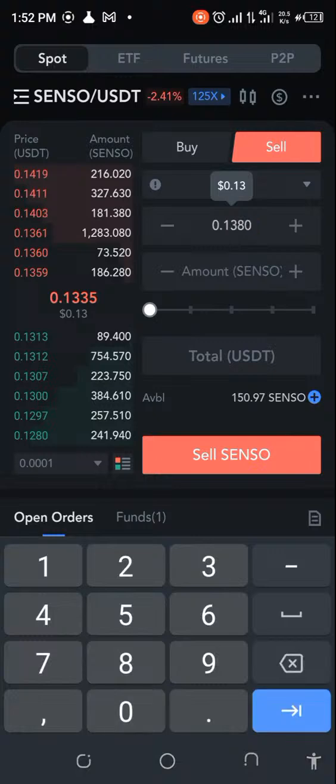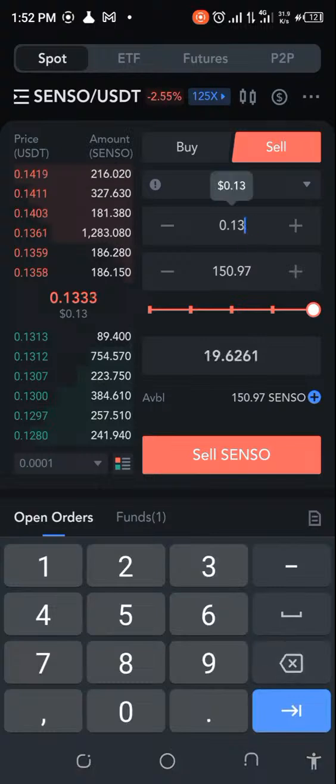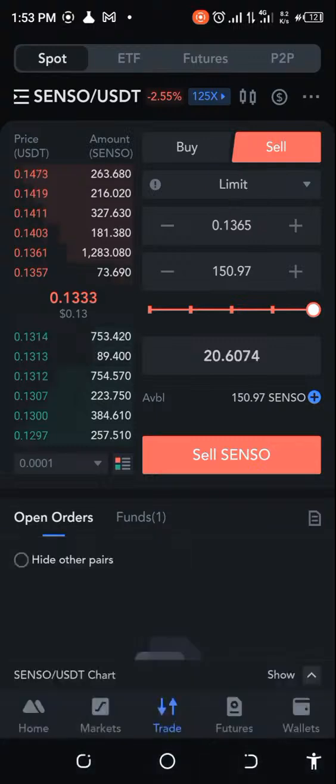1380. Let me see if that's ambitious. It still looks ambitious. But let me go with 1360 and then see. It's still something worth considering. 1350? Oh no, that's not going to work for me. So let's say 1360 or 1365. I'll work with this, okay?